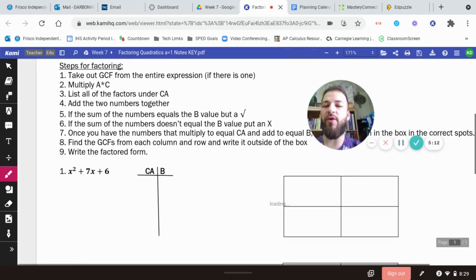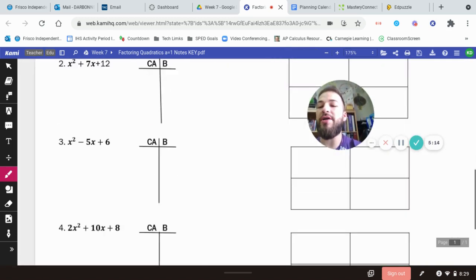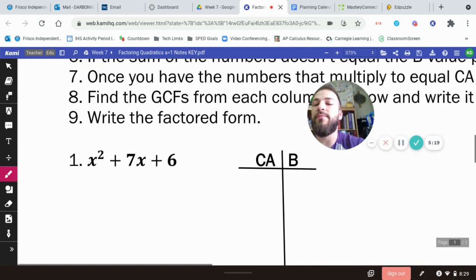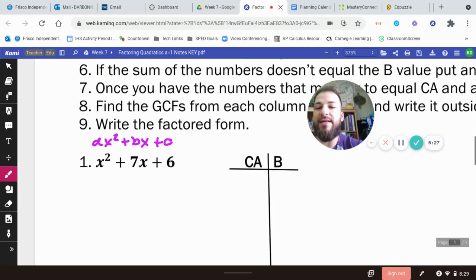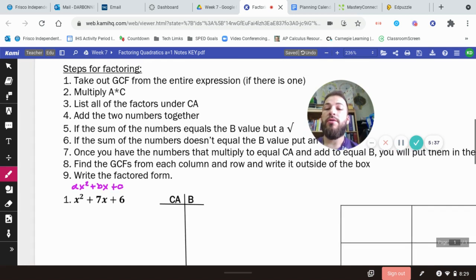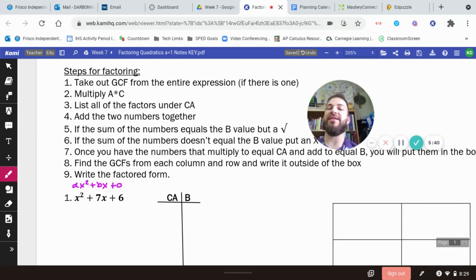Notice how all of our quadratic equations today are in standard form. And just as a reminder, standard form is that form ax squared plus bx plus c. And that's important because the C, A, and B in the CAB method refer to the C, A, and B in your standard form equation. So the first thing we want to do is take out a GCF from the entire expression, if there is one.